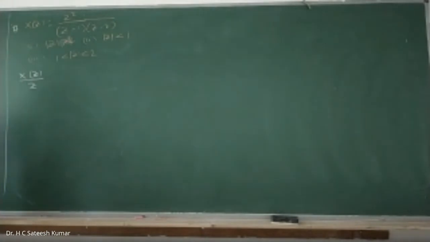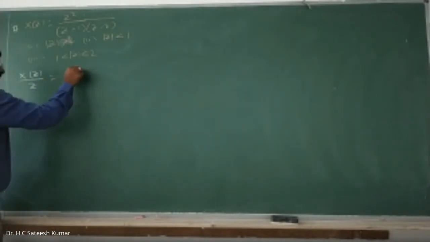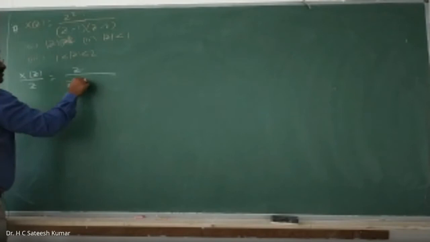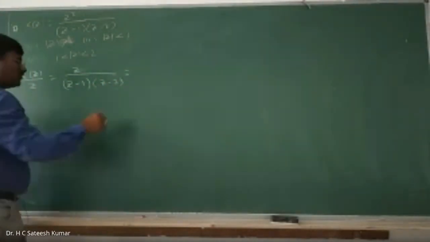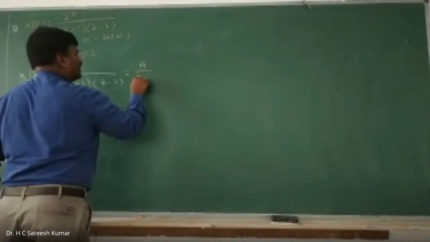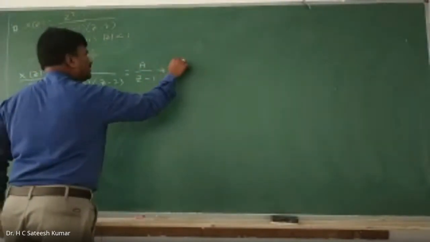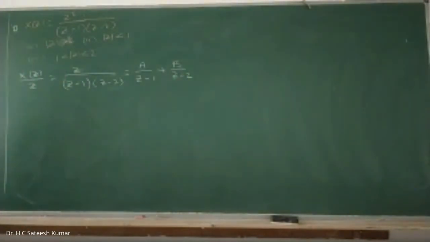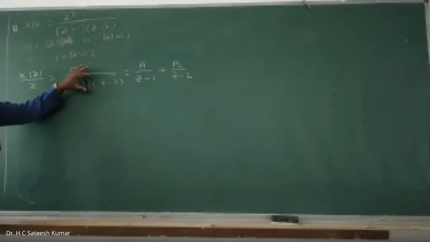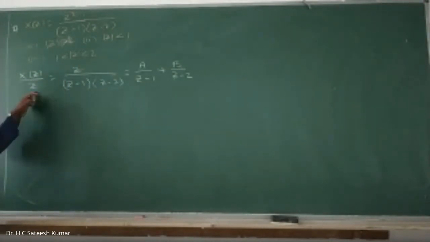X of Z by Z is equal to Z divided by Z minus 1 into Z minus 2, which is equal to A divided by Z minus 1 plus B divided by Z minus 2. Okay, right. So, partial fraction method. You should do the partial fraction not for X of Z, you should do the partial fraction for X of Z by Z. Why I have kept this Z here, I will tell you later. Okay, right. So, now you go for this.